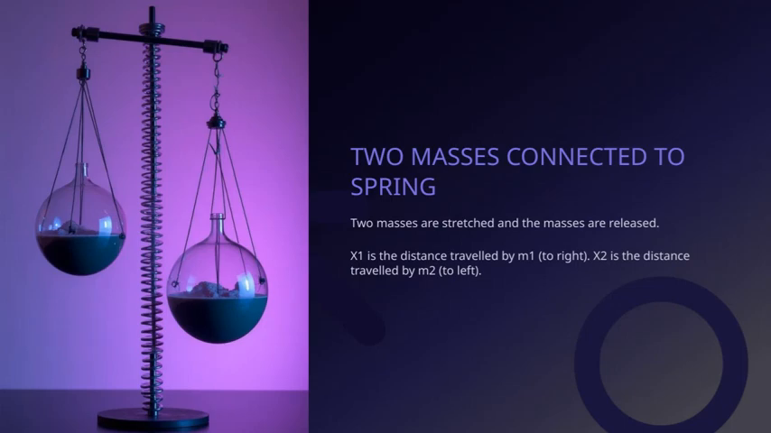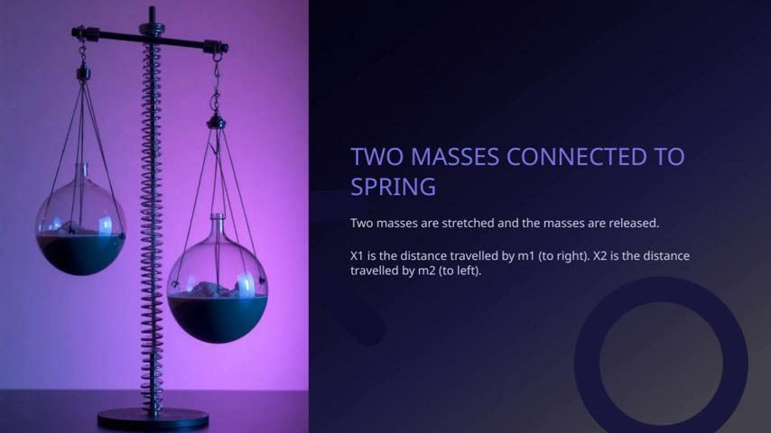Now, on this slide, we see that x1 represents the distance traveled by mass 1, which is moving to the right, while x2 is the distance traveled by mass 2, moving to the left. These distances are important because they tell us how far each mass moves from its starting point after the system is released. When we have these two masses connected to a spring, and we stretch the spring before releasing, both masses will start to move in opposite directions.